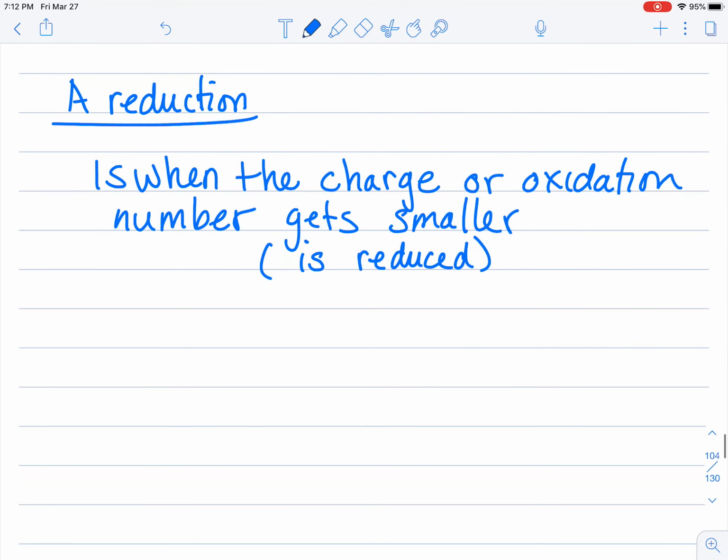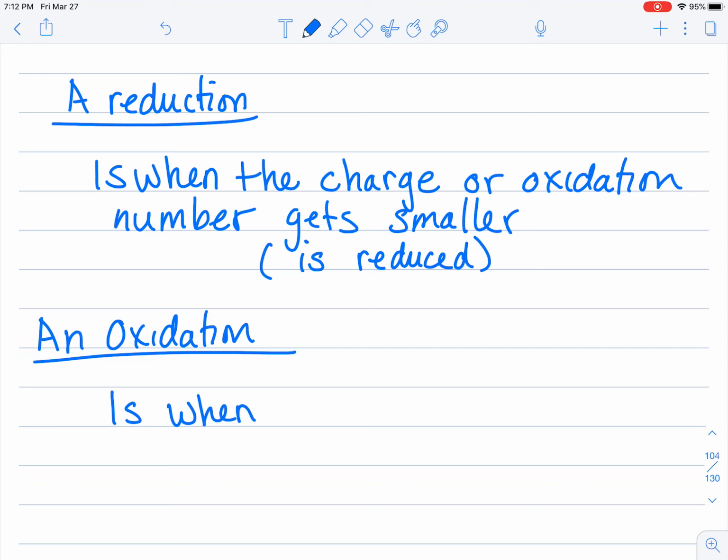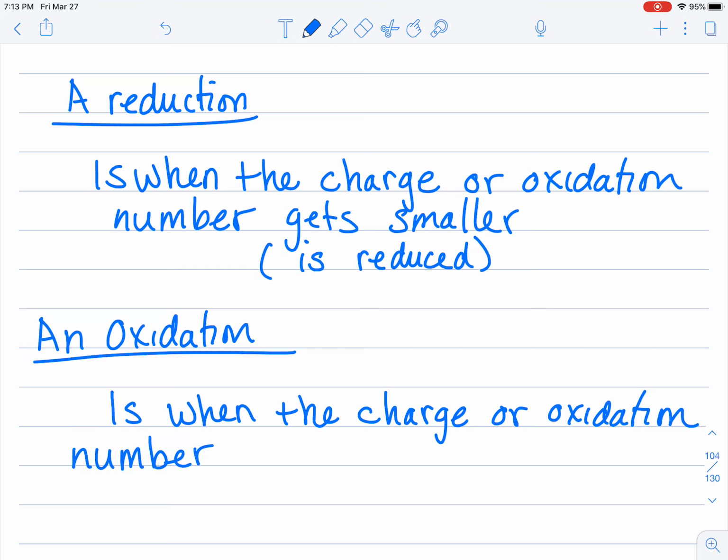Next up, let's talk about the oxidation. So in oxidation, is when the charge or oxidation number gets bigger or gets larger. So if it gets numerically larger, that's what we'll call an oxidation. Let me clean up my writing here.